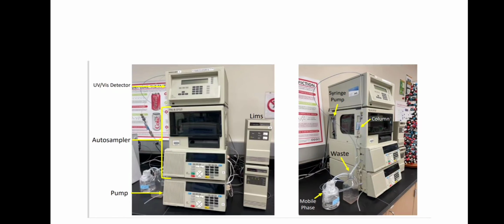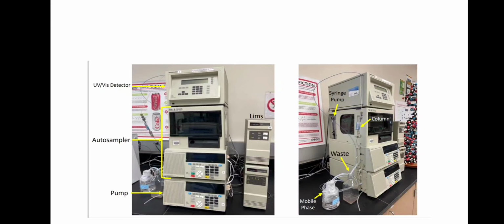At the top of the machine, you'll notice the UV vis detector. This crucial component measures the absorbance of light by the eluting sample components at specific wavelengths, allowing us to identify and quantify them. The middle section of the HPLC machine houses the autosampler, which is divided into two modules. The autosampler simplifies and automates the process of introducing precise sample volumes into the system, ensuring consistency and accuracy in the analysis.